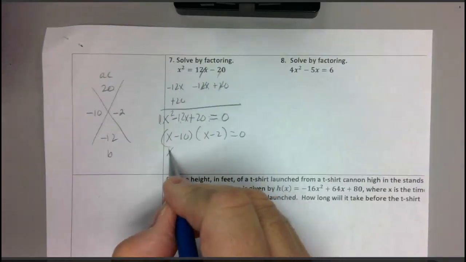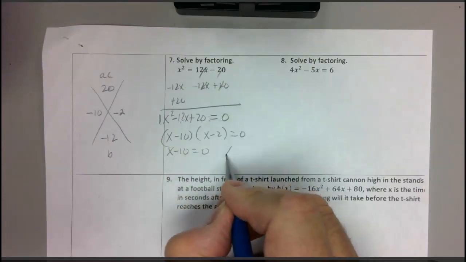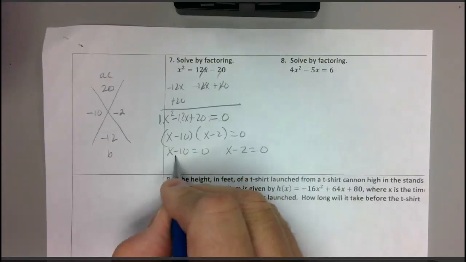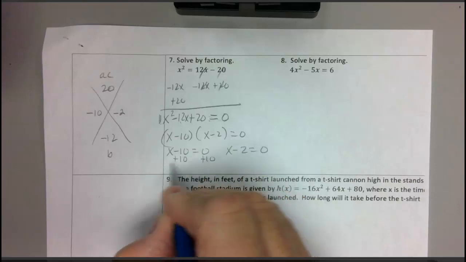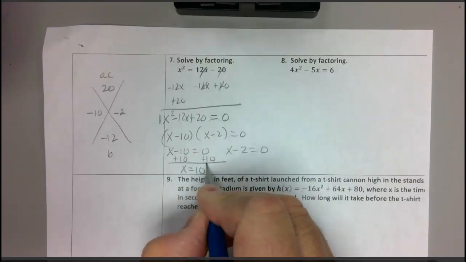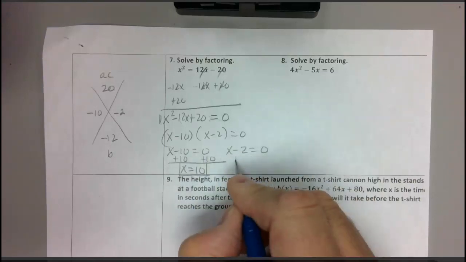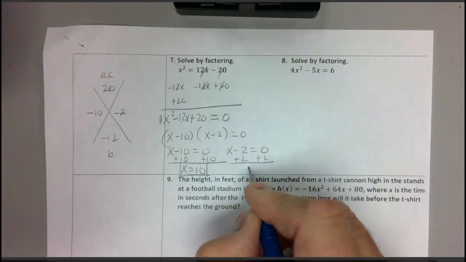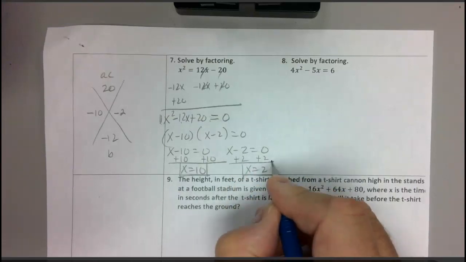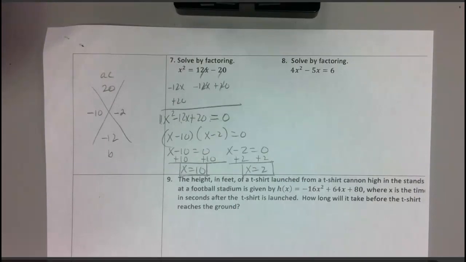I got it factored. Now I set each one of these equal to 0 and use the zero product property. So I add 10 to both sides. I get x equals 10. There's one of our zeros. And then I add 2, so x equals 2. Those are the other zeros. Okay?